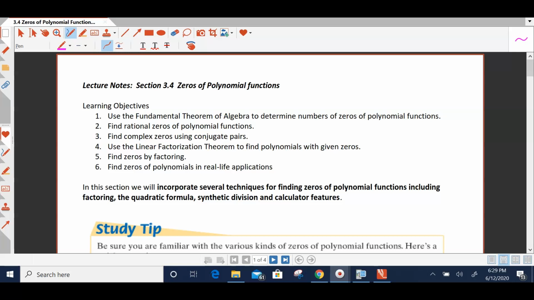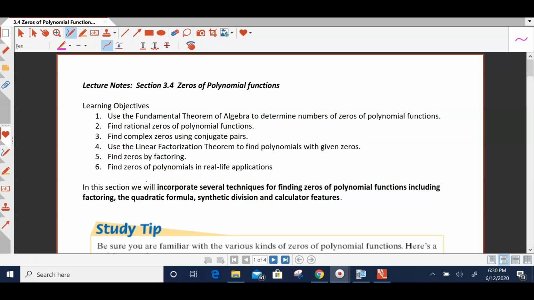to wrap up our work with chapter 3 on finding zeros. So we're going to use the fundamental theorem of algebra. That's going to help us determine the number of zeros our polynomial functions will have. We'll look at, I'm not sure if we're going to look at the rational zeros test or not, but we'll look at how complex zeros come about, those that are imaginary. We'll look at the linear factorization theorem, finding zeros by factoring, which is something we did before, and then we'll look at a real life application that involves a polynomial function.